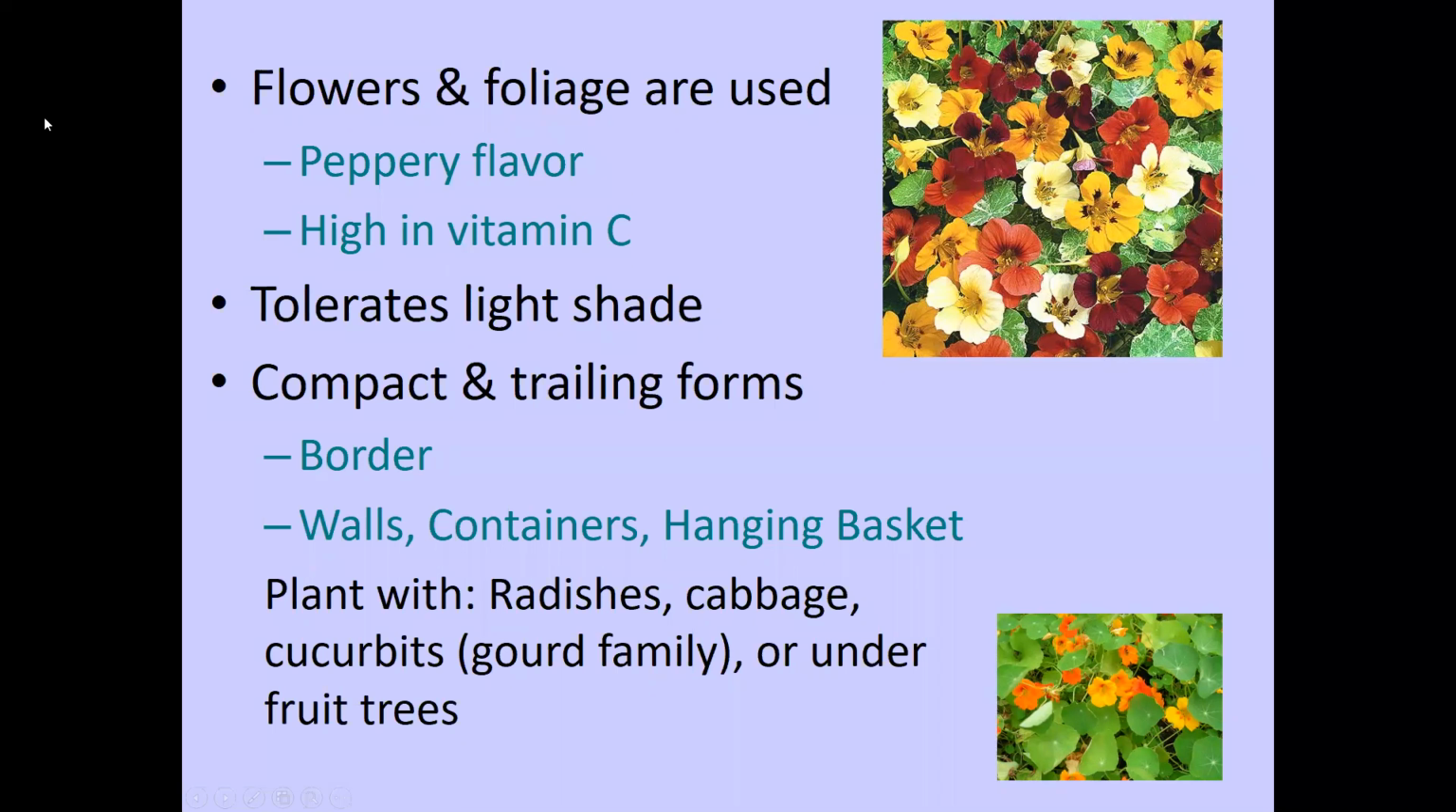What you like, somebody else may not like. But nasturtium is a great one to add, even if you're not going to eat it. It's a great companion plant for a lot of things, like radishes, cabbage, anything in the cucurbit family, which would be your cucumbers, your squash, your pumpkins, even under fruit trees. And these plants can get absolutely massive, and they will actually self-seed.